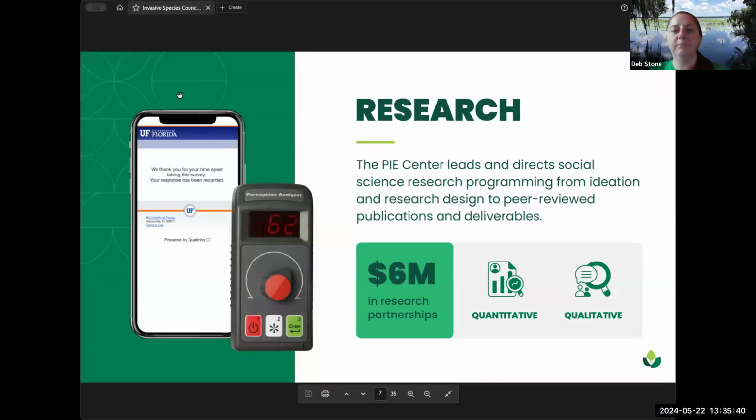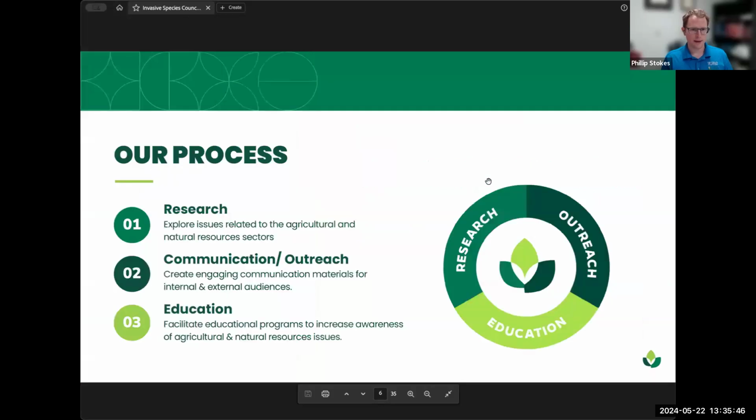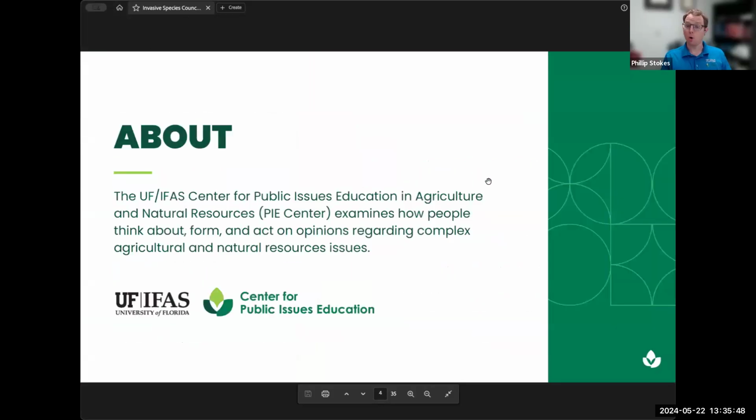Okay, yep. I'm seeing the research and this phone on the left. Let me go back. You're only seeing the PDF, not my desktop, right? Yeah, I'm seeing the PDF.